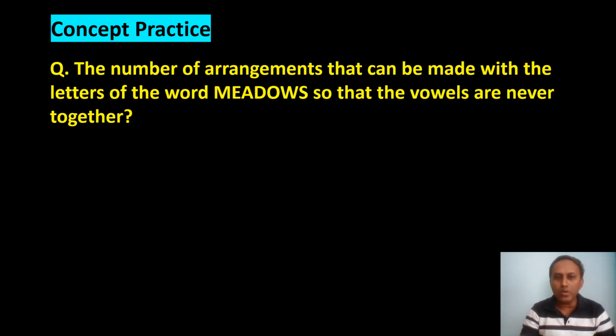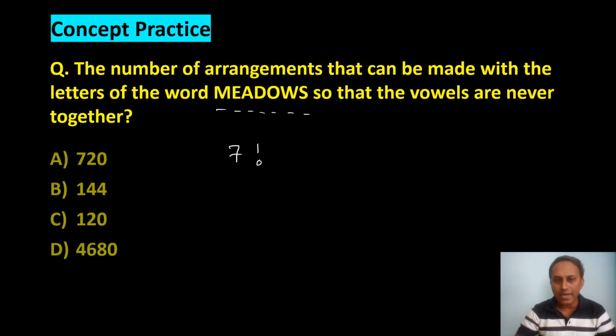we can first find out all the words by rearranging the letters without any constraint. So how many letters are there? 1, 2, 3, 4, 5, 6, 7, and all are different. So the total number of words that can be formed without any constraint is factorial 7. From this, if I subtract the words where the vowels are together, I get my desired answer, right?